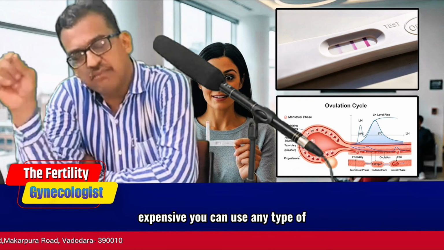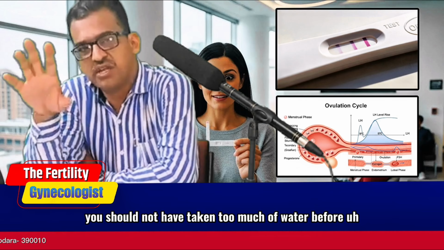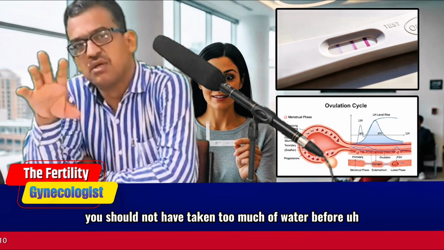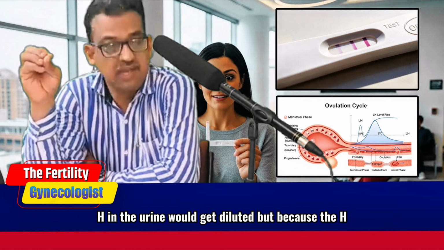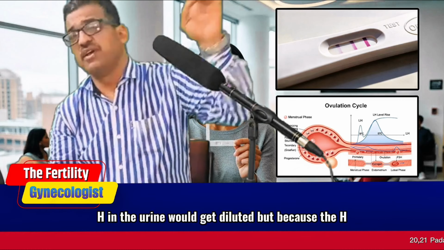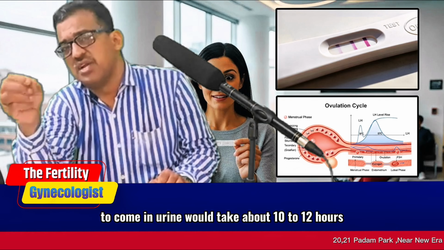You can use any type of urine, whether it is morning or evening, it does not matter. But you should not have taken too much water before doing this test, otherwise the urine would get diluted and the amount of LH in the urine would get diluted. Whenever the LH peak occurs in the blood, it takes about 10 to 12 hours for that LH to come into the urine.